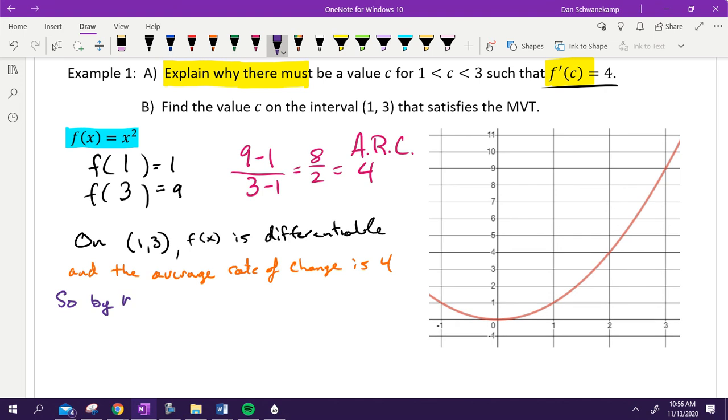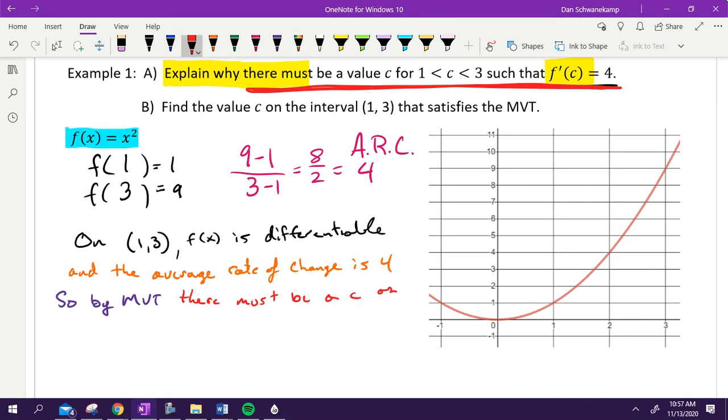So by MVT, and then there's going to be some writing, but all this writing is just me saying, yeah, I'm good. So by MVT, I'm going to just restate this. That phrase right there: by MVT, there must be a C on, there must be a C for 1 is less than C is less than 3, such that f prime of C is equal to 4.